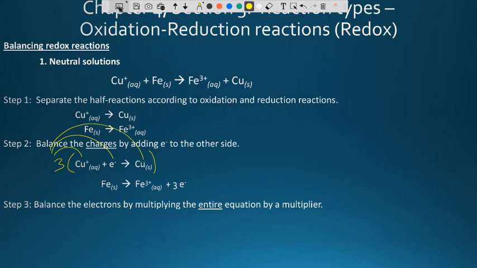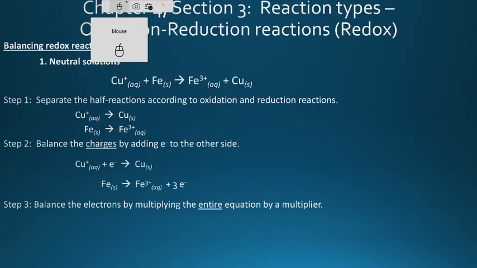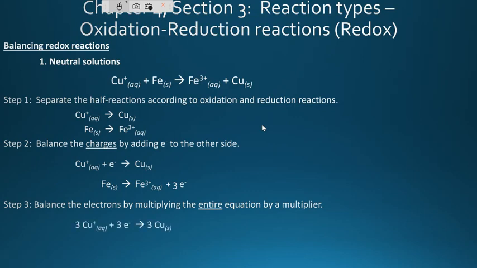To keep it simpler, you might want to just go ahead and distribute that as it is. Notice I did the 3 to each of those things like I just mentioned. I'm keeping my arrows all above one another, so I see that I have 3 electrons on this side and 3 electrons on this side. I did step 3 by balancing the electrons.